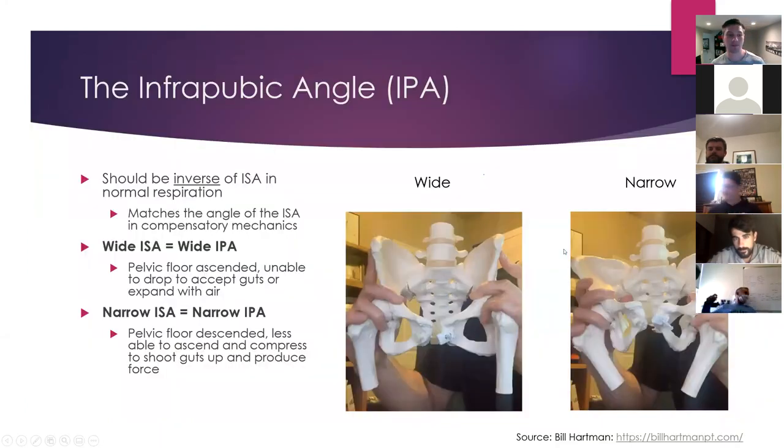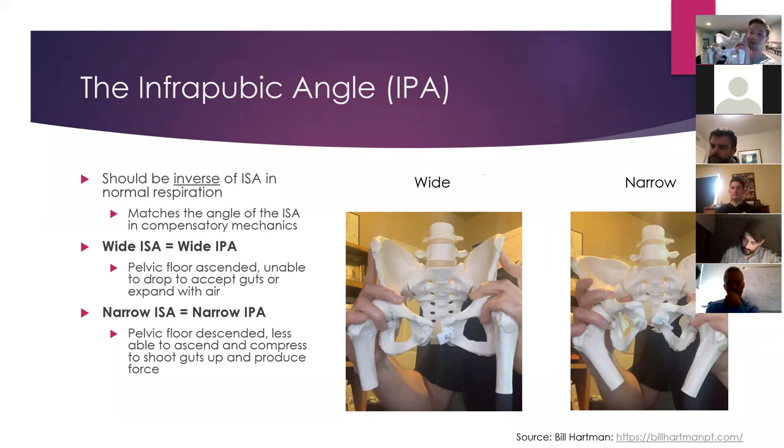The infrapubic angle. So in normal respiration, in normal circumstances, we should see this be the inverse of the ISA. So think about it like this. When we inhale, ISA comes apart, and then we go into counternutation within our sacrum. So this angle closes. So it would be the inverse. But when we're stuck in these biases, we tend to have the same. So a wide infrasternal angle individual who's biased towards more compression within their pelvis is going to have a wide infrapubic angle. And then the same thing is going to go for the narrow.